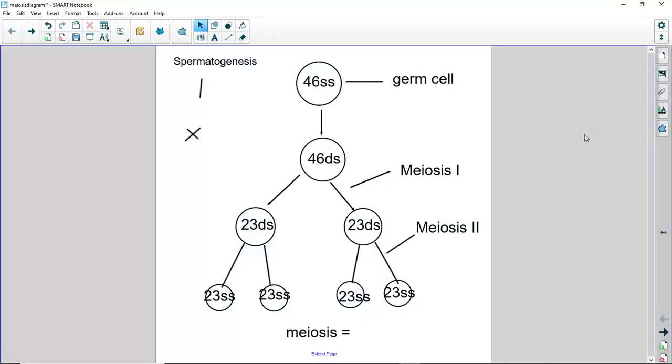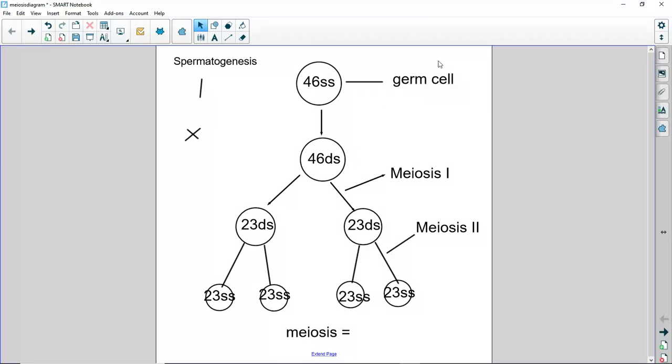Okay. I have pre-drawn, for time's sake, a diagram on spermatogenesis. Now, this is spermatogenesis in a human, but any organism can have it, you just take the number out. All right, legend goes that the SS means single-stranded and the DS means double-stranded. Now the diploid number in humans, as you know, is 46. That's what it is. Doesn't matter if it's single-stranded or double-stranded. You see the number 46 and it's diploid.